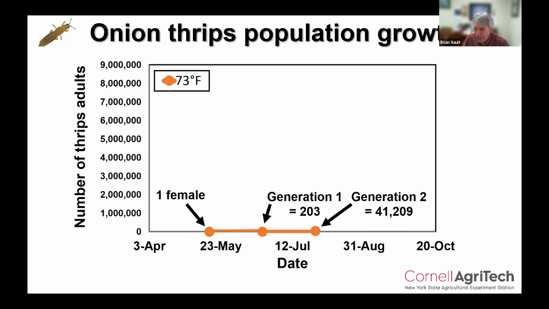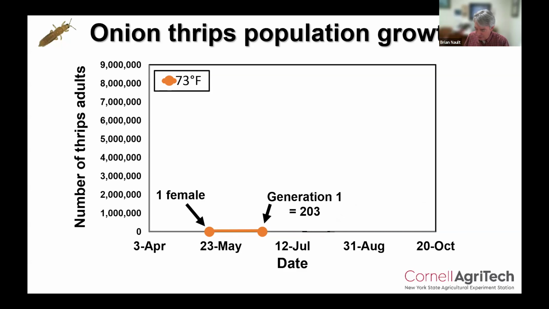Now I know you look at that line and you say, Brian, it's at 0. No, it's at 41,209, but look at that scale. That scale goes to 9 million. So that's why it looks like it's flat, but it's increasing exponentially. This one female so far has produced, after a little over 2 months, 41,209 grand babies. Those 41,209 individuals will each give rise to 203 individuals.